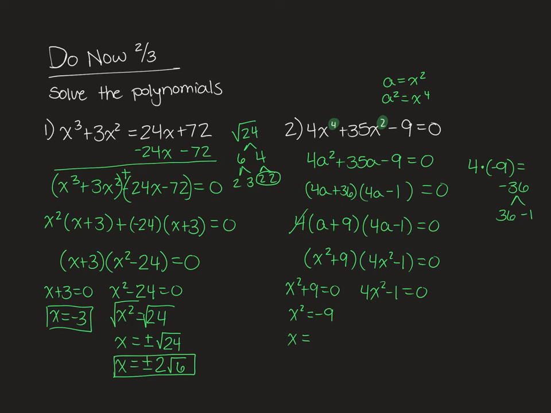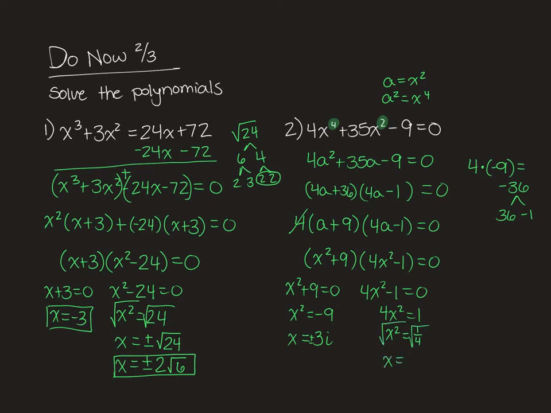Okay, so the square root of negative 9, the negative will come out as an i, which, let me rewrite this, and then the square root of 9 is 3, so this will be 3i. And since we took a square root, we need a plus or minus in front. For 4x squared minus 1, we need to add 1 to both sides, and then divide by 4, and then take the square root.